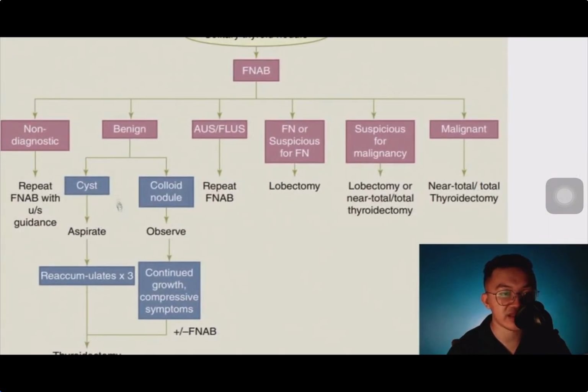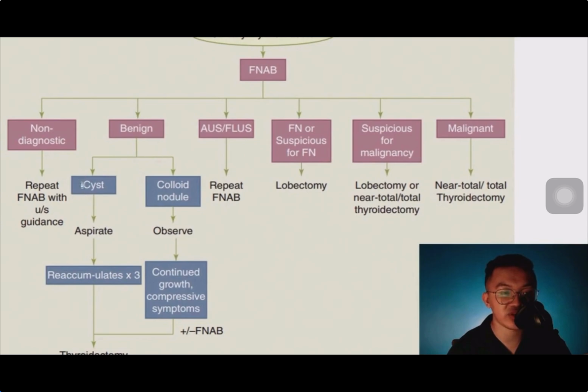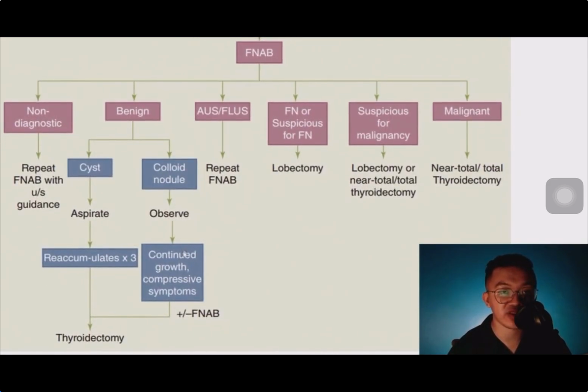If it's benign and you aspirate cyst-like fluid, you should do an aspiration. If it reaccumulates, you need to do it another time, and then again if it recurs. If it's more than 3 times, you should do a thyroidectomy. If you find a colloid nodule, you should just observe. However, if there's continued growth and compression of the surrounding structures, with the patient developing dyspnea and dysphagia, you can already do a thyroidectomy.